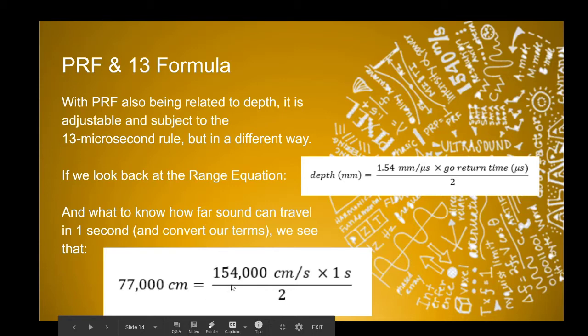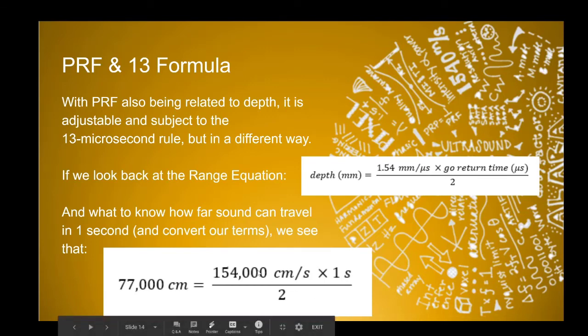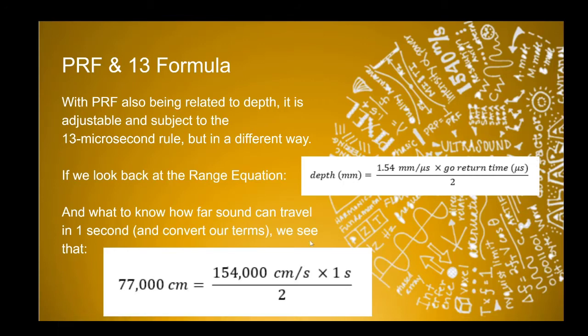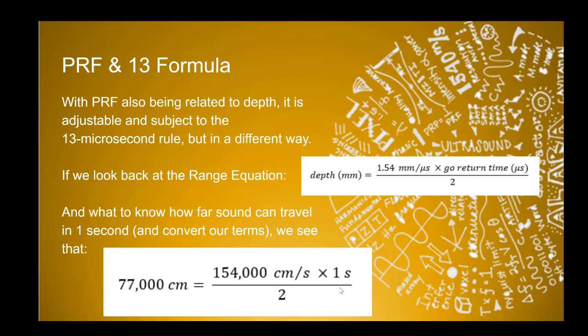So now we're seeing that the constant speed of sound is 154,000 centimeters per second. And if we plug in that it only took 1 second for the go-return time to happen and divide that by 2, we can see that a pulse can travel 77,000 centimeters in 1 second. So again, we're just taking that range equation and converting those numbers up, so we're working with larger numbers than millimeters and microseconds. We're now using centimeters and seconds because that goes with our PRF.